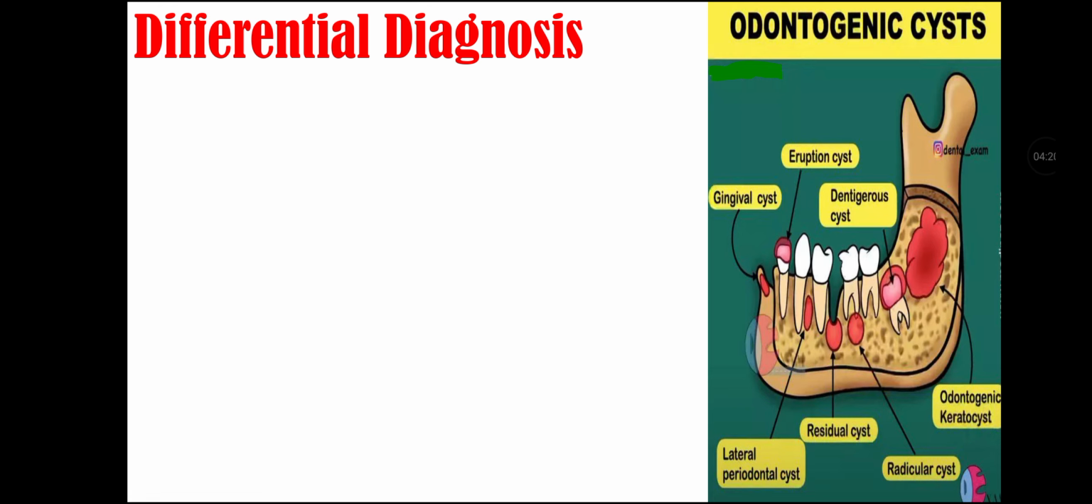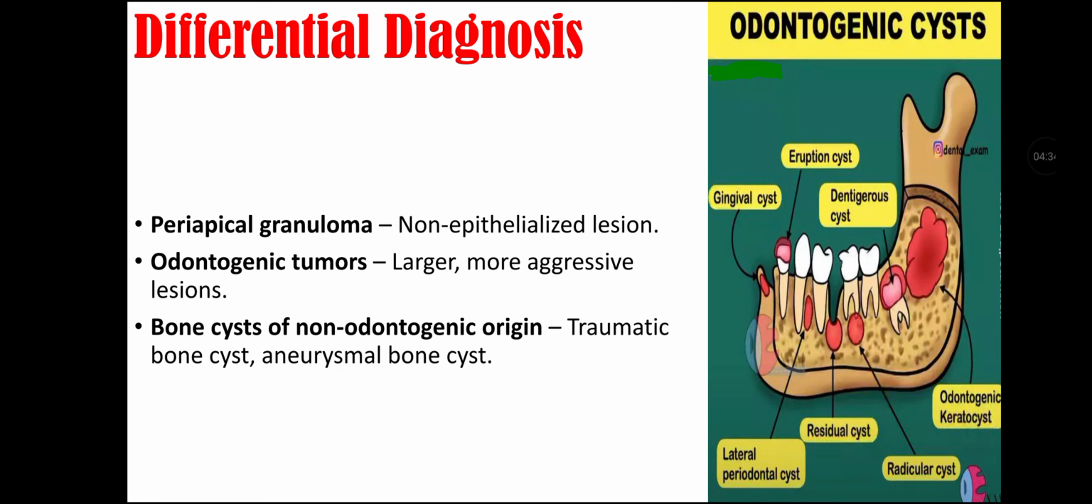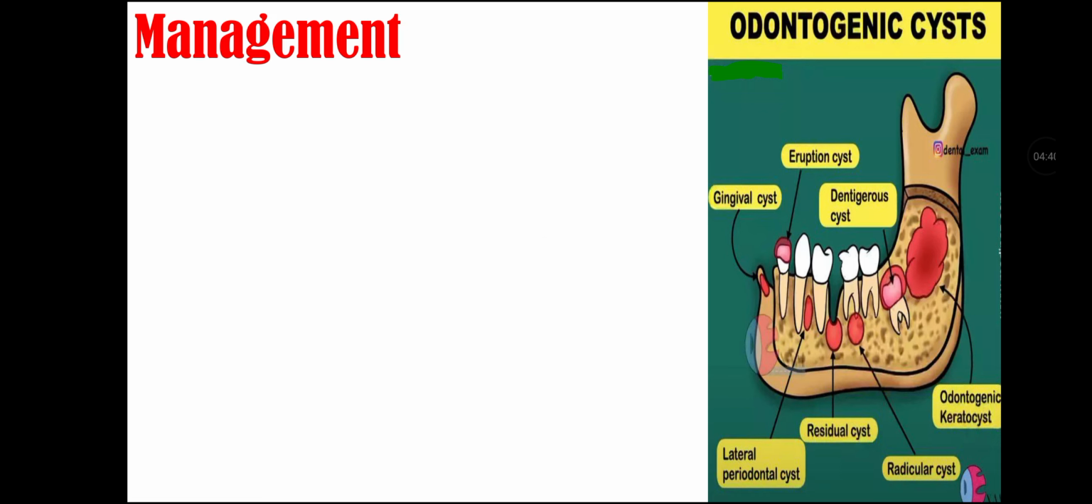Differential diagnosis of odontogenic cyst. First is periapical granuloma, that is a non-epithelialized lesion. Second differential diagnosis is odontogenic tumor, that are larger and more aggressive lesions than odontogenic cyst. Third is bone cyst of non-odontogenic origin, like traumatic bone cyst and aneurysmal bone cyst.